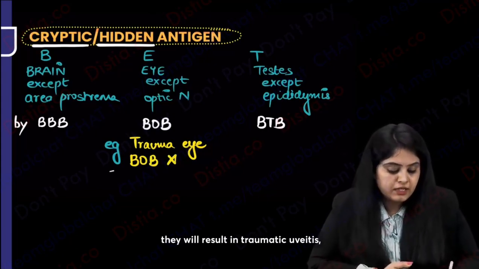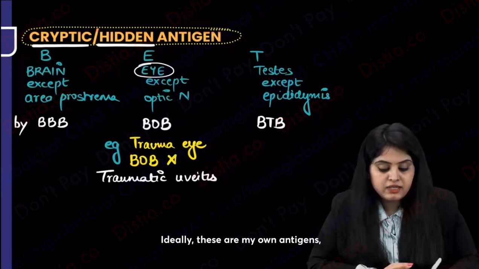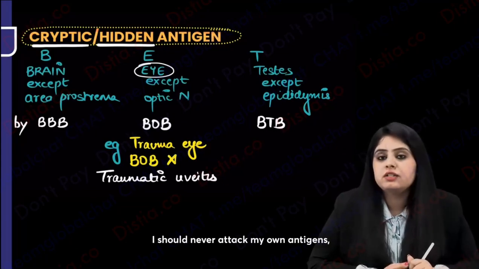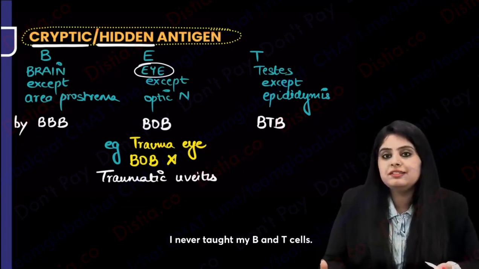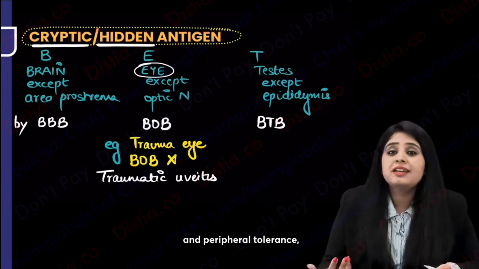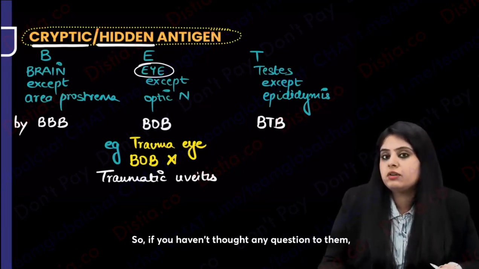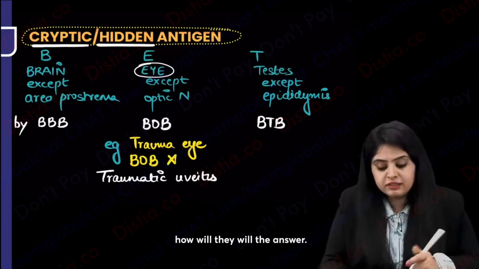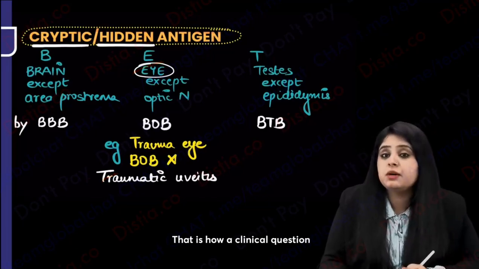They will result in traumatic uveitis. They will go and start attacking. Ideally, these are my own antigens. I should never attack my own antigens, but I'm still attacking my own antigens because I never taught my B and T cells in their process of central tolerance and peripheral tolerance. I never taught them only that, this is also present in your body. So if you haven't taught any question to them, how will they know the answer? So they go and start attacking them, and that results in uveitis. That is how a clinical question comes in ophthalmology.